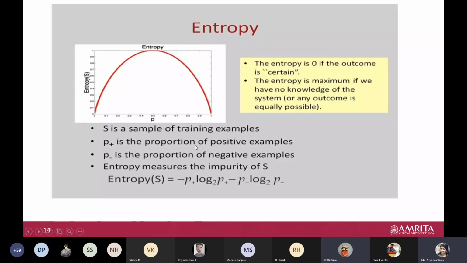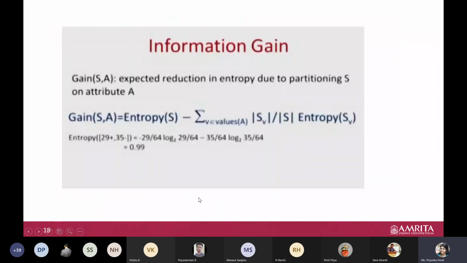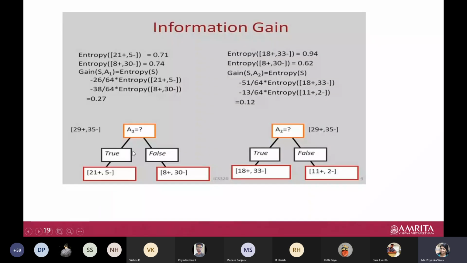Good that you told it that way so that others also would have noticed. So this P plus and P minus, what we are saying is not the number of samples, it is the proportion. So 29 by 64, 35 by 64 is our proportion. So don't get confused. You got some value like 0.99. Now what is the next step?